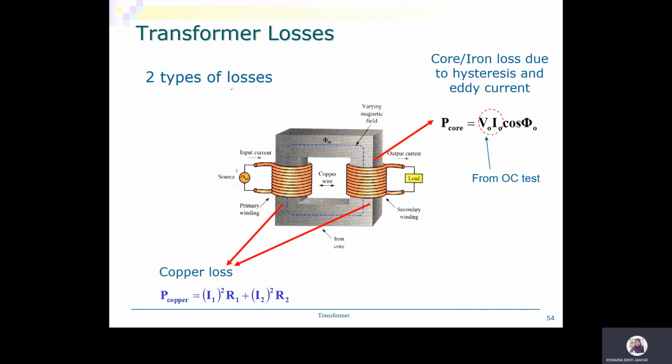Okay, transformer losses. There are two types of transformer losses. You have copper loss, which happens at your winding, and then core or iron loss due to hysteresis and eddy current. This is the formula for copper loss, and then the formula for core loss.